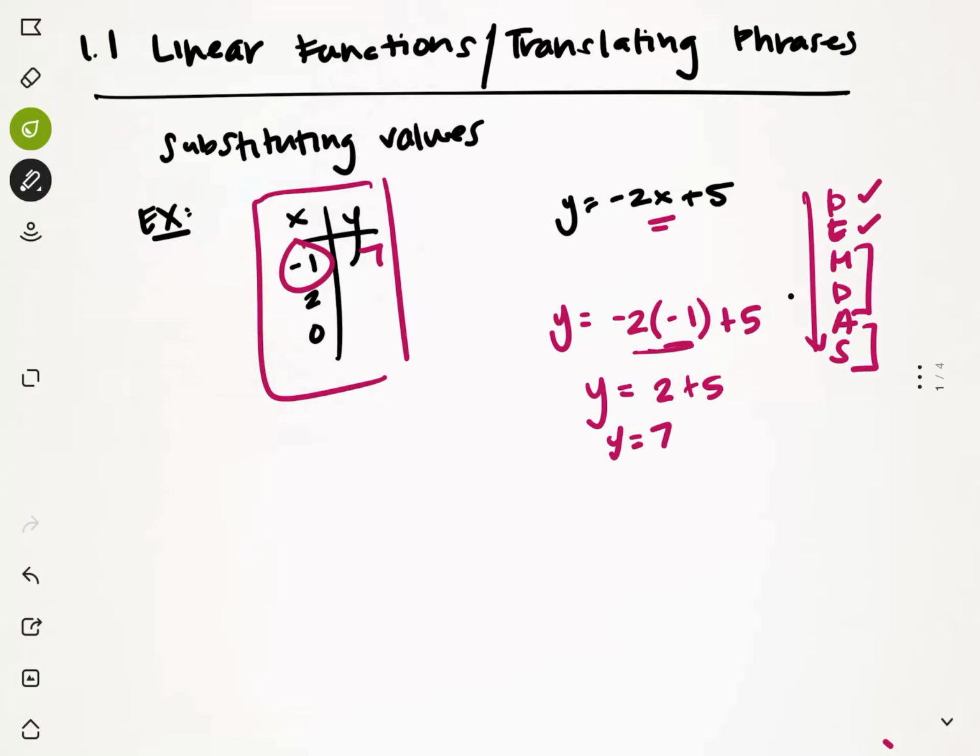The next one says x is equal to 2. So we're going to do y equals -2 times 2 plus 5. Again, we're following our order of operations. -2 times 2 is -4 plus 5. So y is going to be equal to +1.